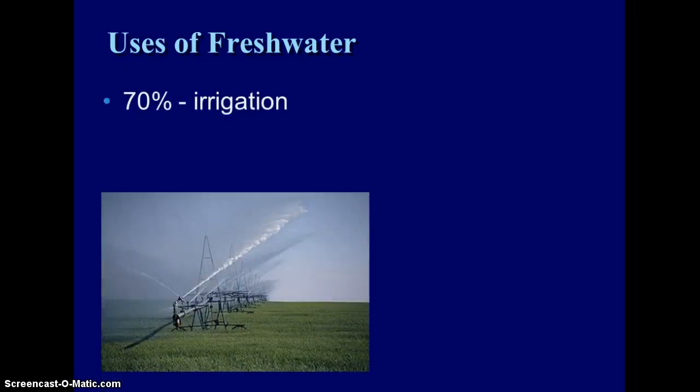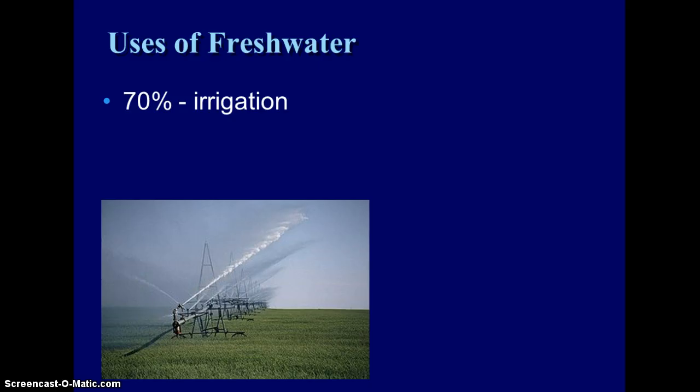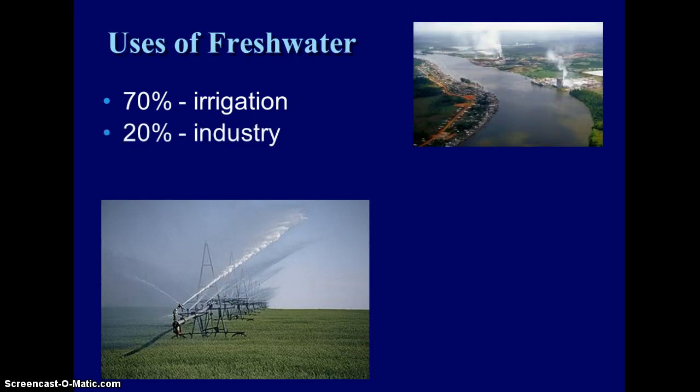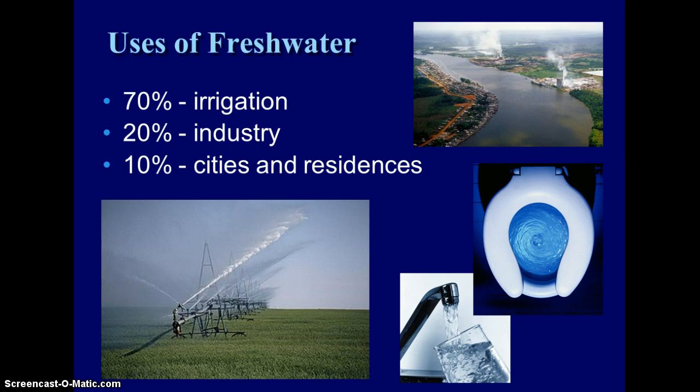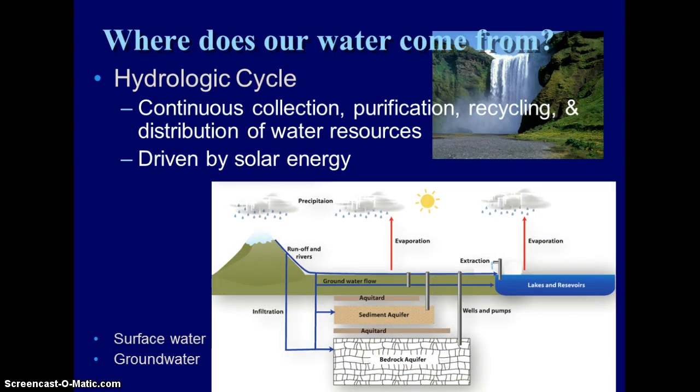The number one use, 70% of fresh water on Earth is used for irrigation, and so that goes to produce the food that we need for our growing population. 20% of it is used for industry, and usually that's in cooling processes. And then the other 10% is what we use in our homes for drinking water, for flushing the toilet, taking a shower, washing clothes, and so on.